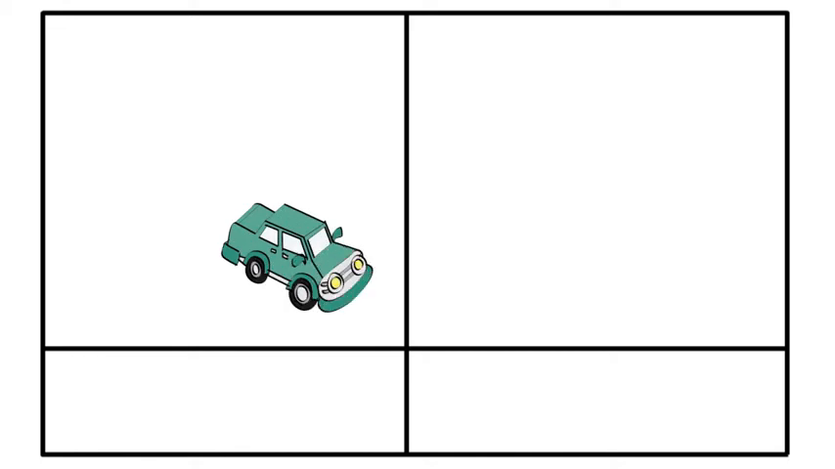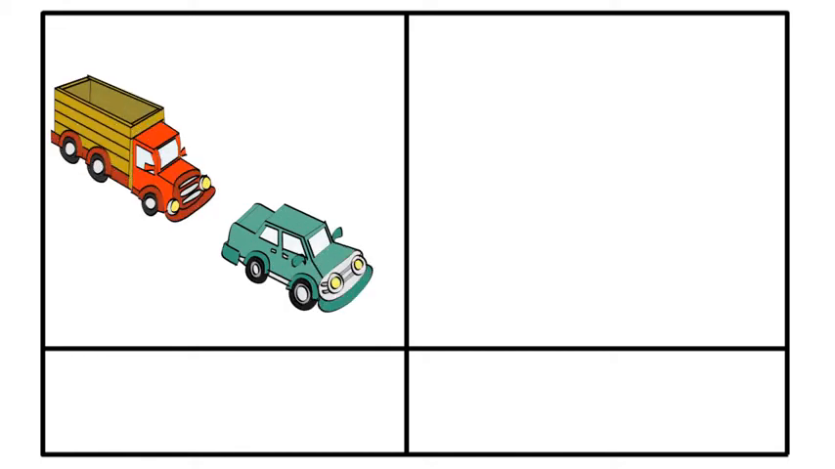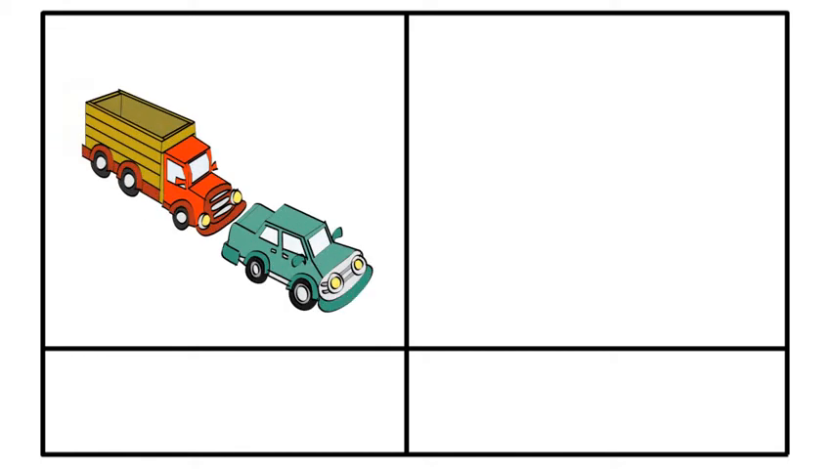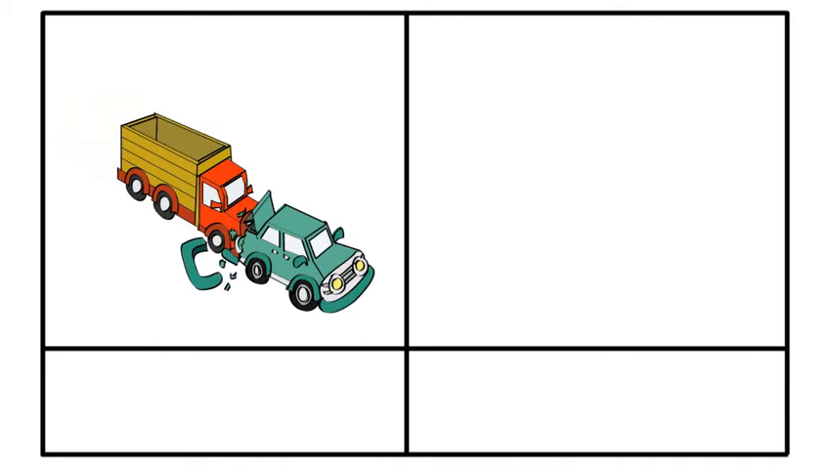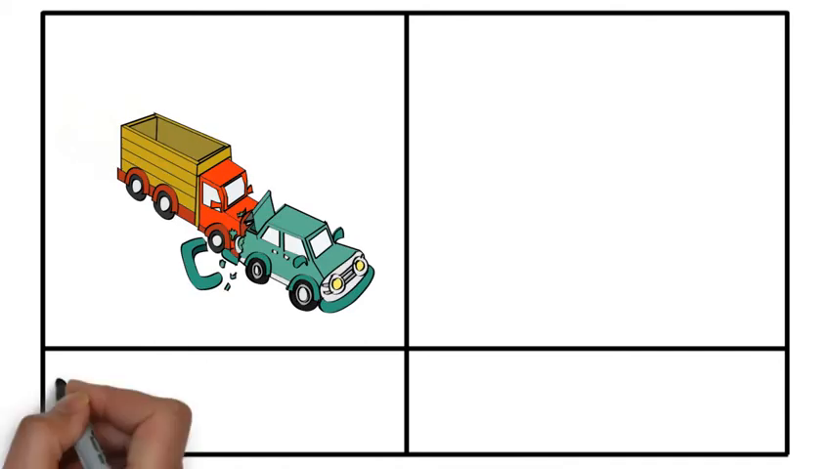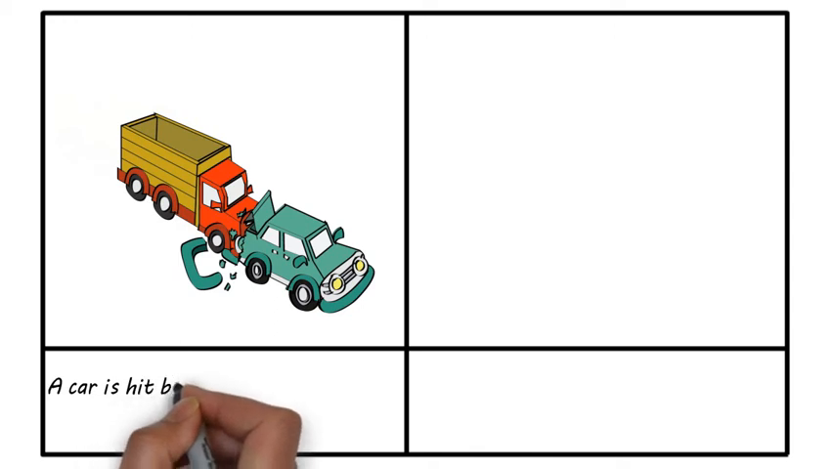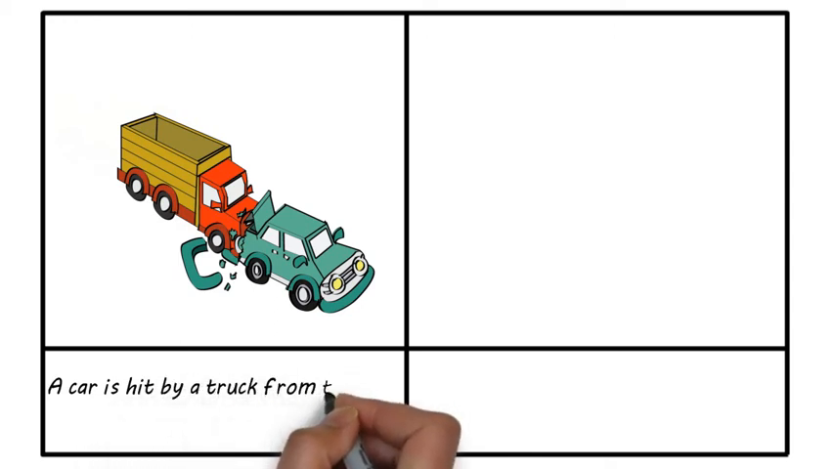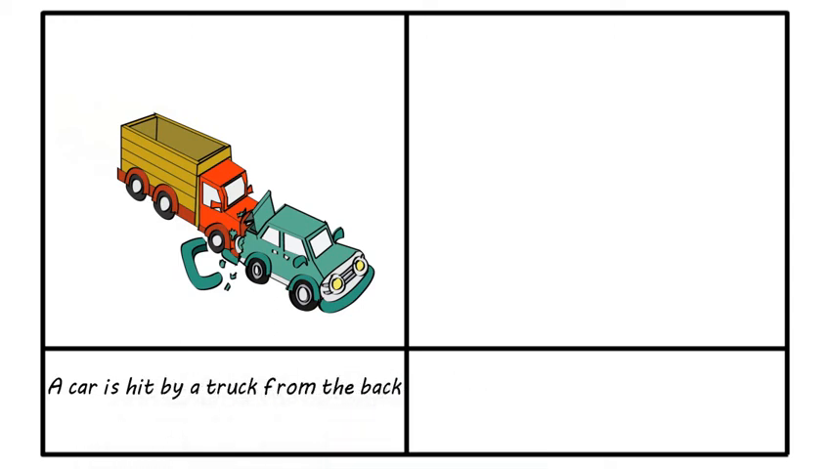One more, I want to draw a car and a truck. Okay, have a look at the second picture. In the left column, it shows a car is hit by a truck from the back. A car, subject, is hit, verb, by a truck, object, from the back.